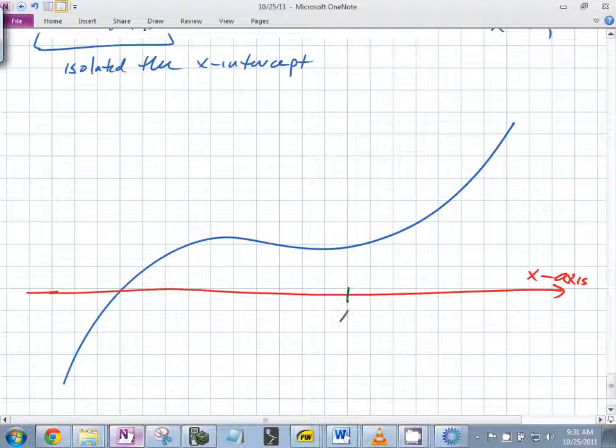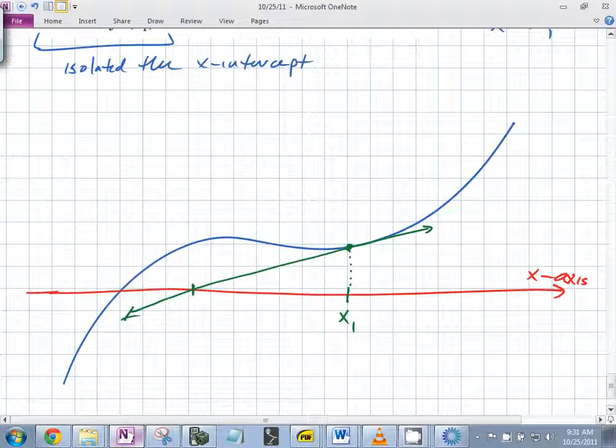What did we do at x1? We went up to the point, right? And we found the tangent line. And then we took that tangent line and what did we do with it? We found the x-intercept. What are we going to do again? The same thing. We're going to start at x2 and what are we going to do?